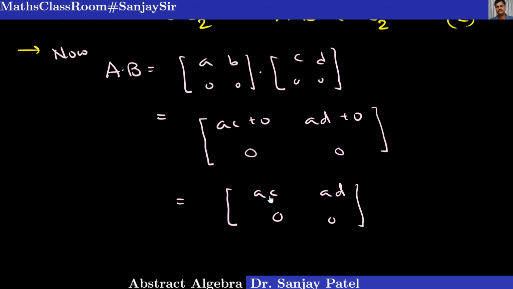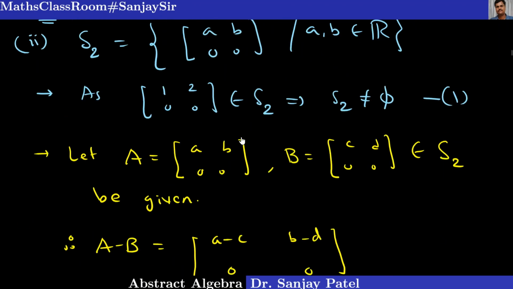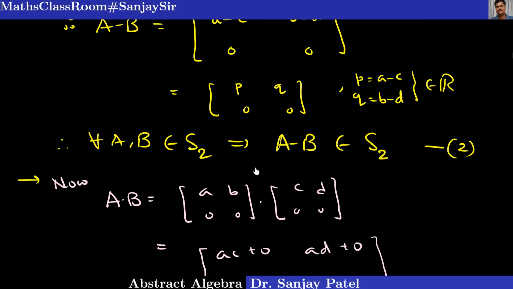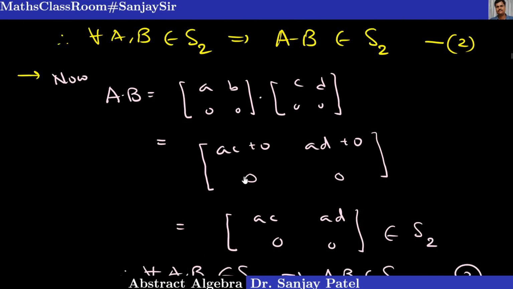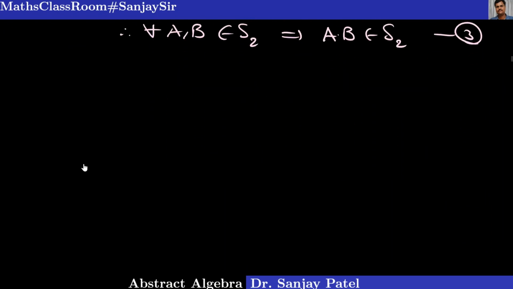And it is of the form, say, P, Q, 0, 0. And therefore I can say this also belongs to S2. So what is proved is, for every A and B belonging to S2 implies A into B belongs to S2. That is, the set S2 is closed with respect to multiplication. So we have proved that S2 is non-empty, number 1. S2 is closed with respect to addition and the additive inverse property. And A, B belonging to S2 implies A dot B also belongs to S2.